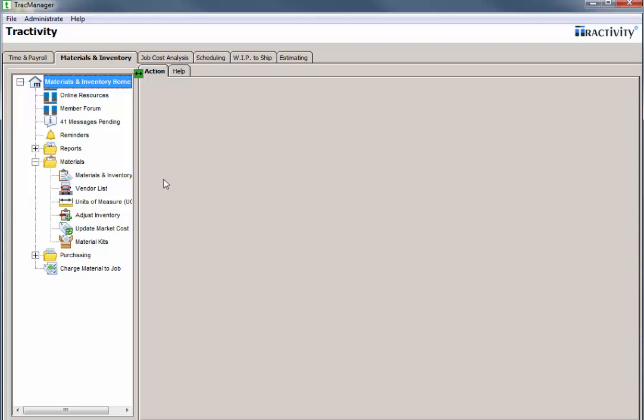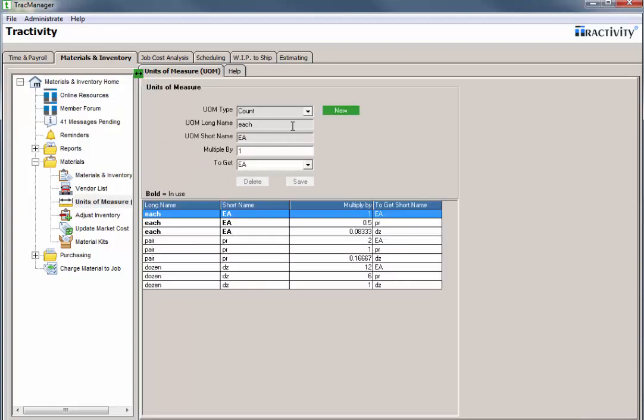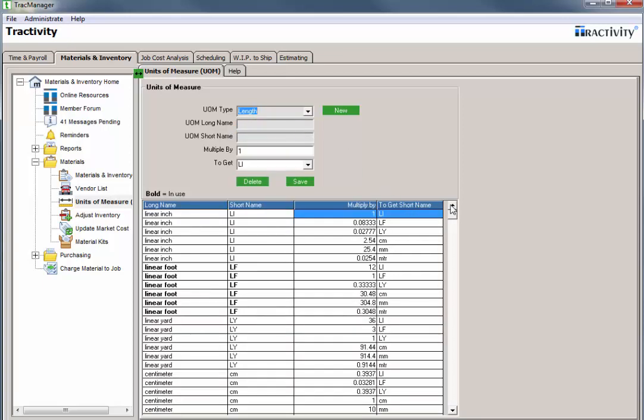Okay, we're going to cover units of measure here under the Materials and Inventory tab, under the Materials folder, Units of Measure. I'm going to use a pretty common example. There are several types: counts, length, area, volume, etc. I'm going to use length because it's a pretty popular need as far as conversion. And let's suppose, if you look here, I have no length, no rolls.